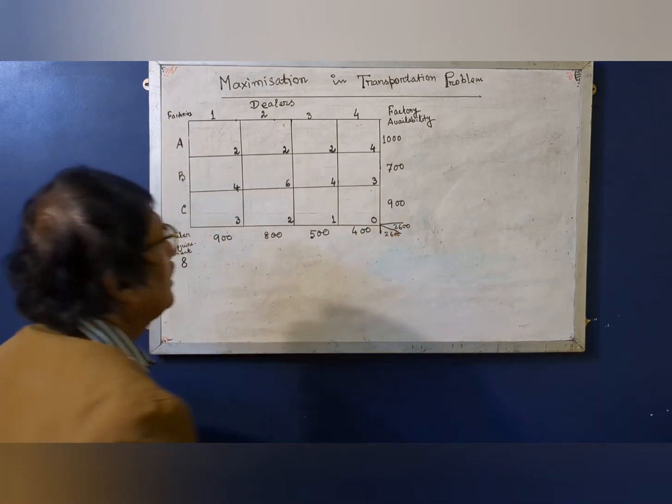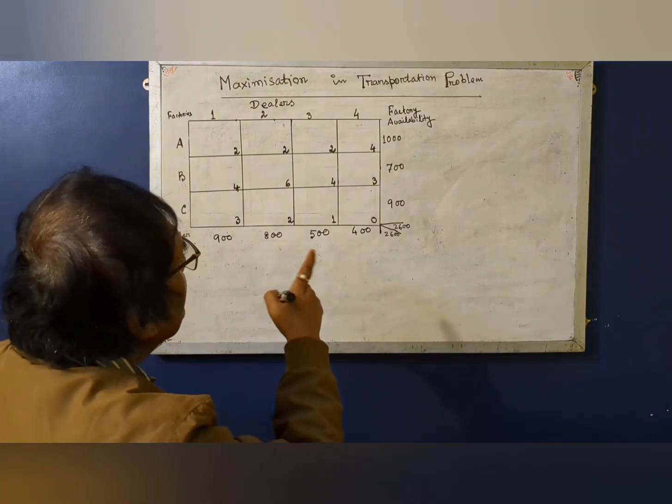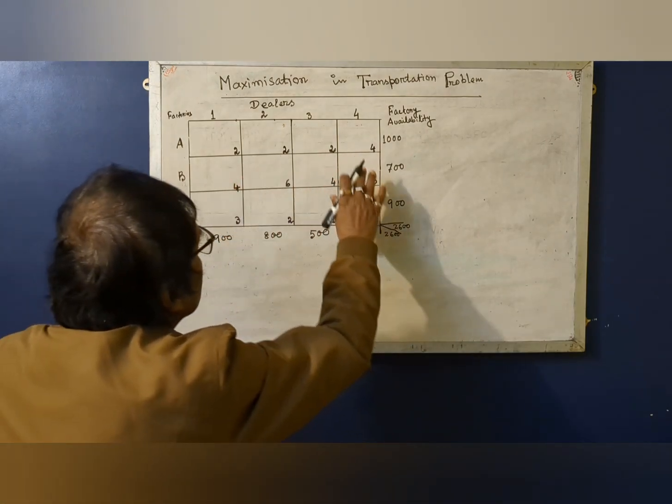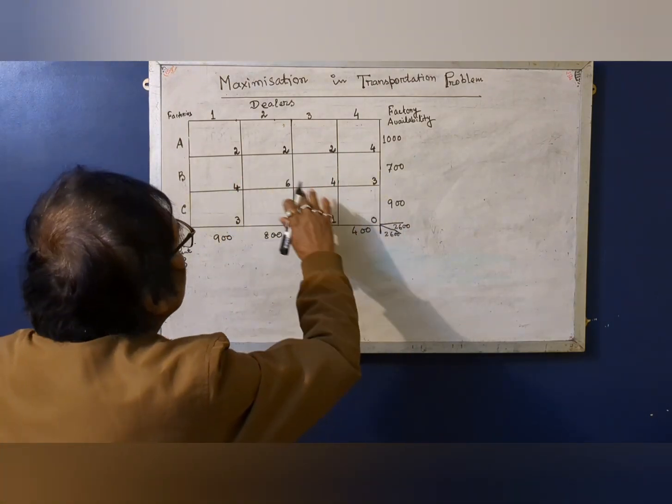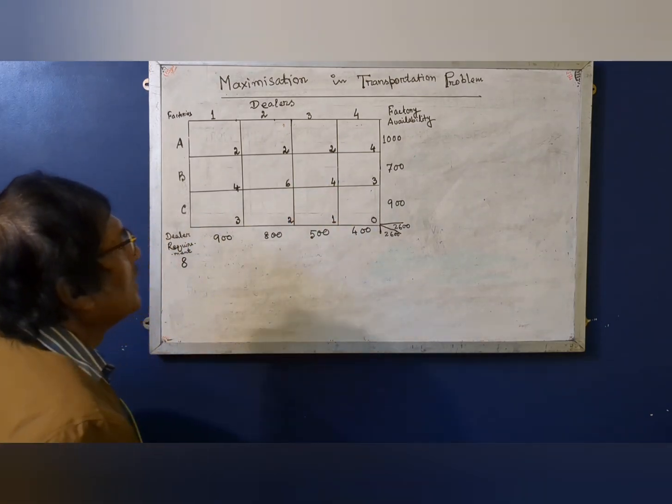So in this way, you convert the maximization problem to a minimization problem, because all these are opportunity costs. You have to minimize the cost. Automatically, the profit will be maximized.